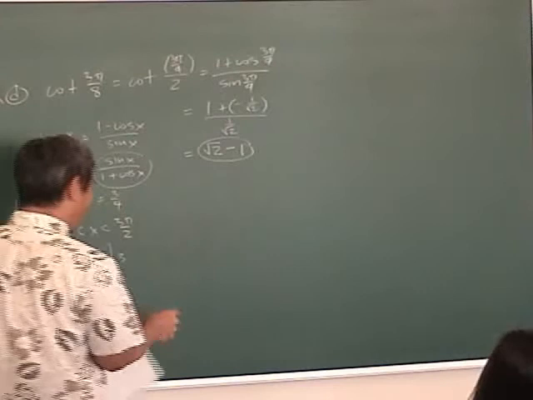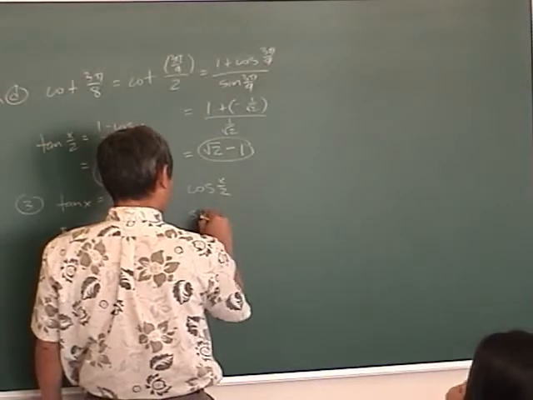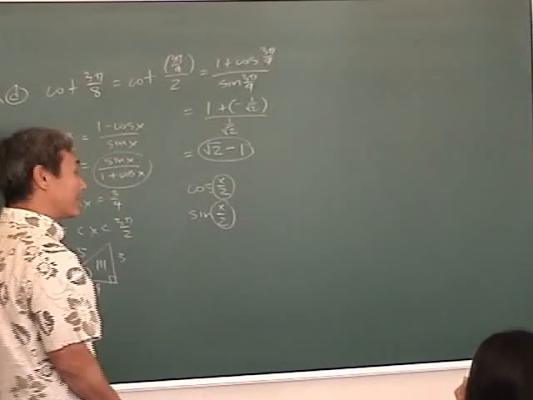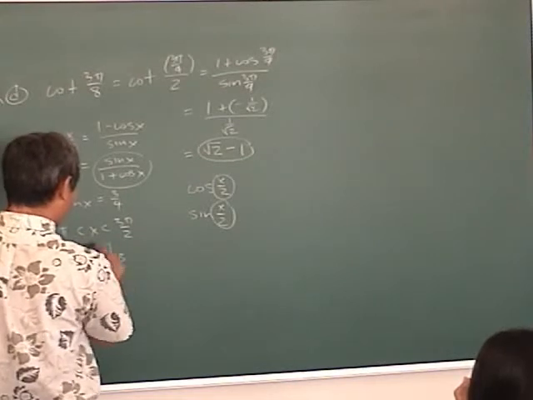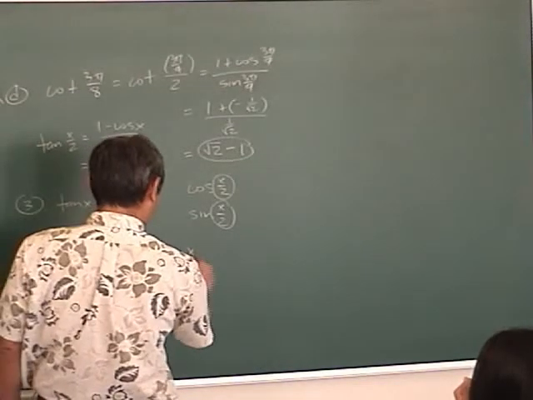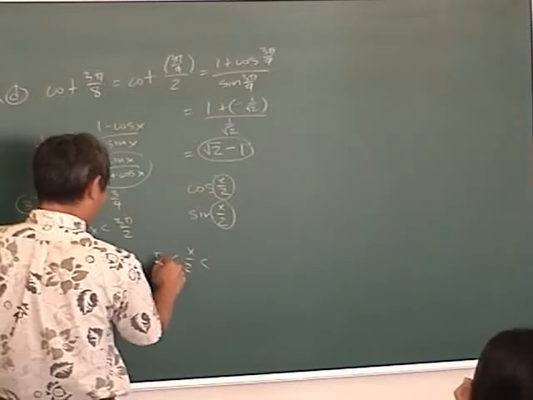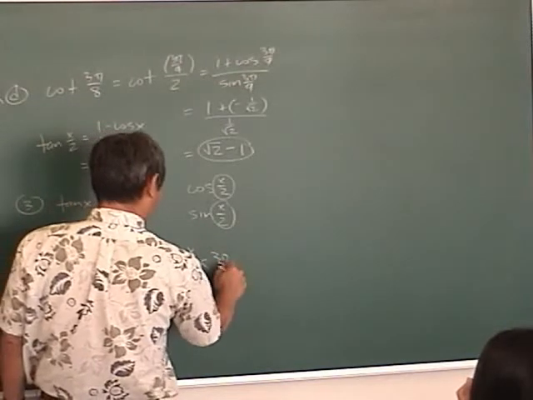You have to look at the quadrant of x over 2. When you're using the half angle identity for cosine and sine, you have to know the quadrant of these angles. If x is between pi and 3 pi over 2, how do I figure out what x over 2 is? Divide everything by 2. So pi over 2 is less than x over 2 is less than 3 pi over 4.